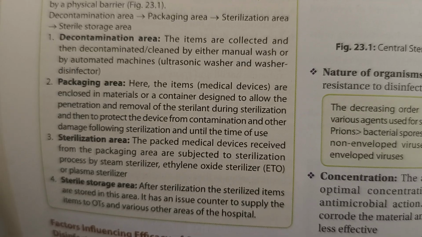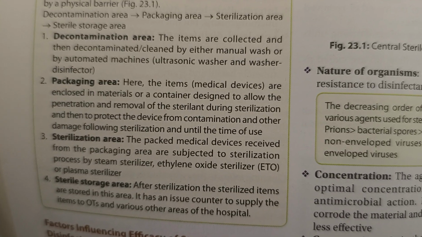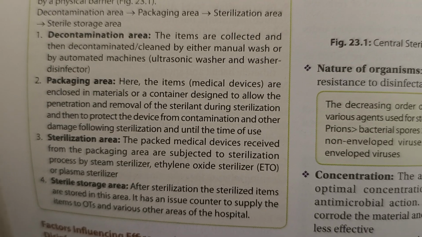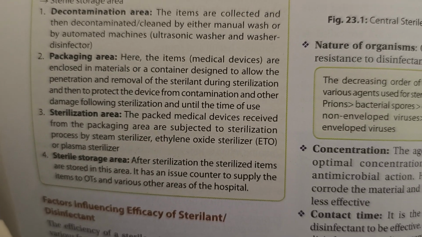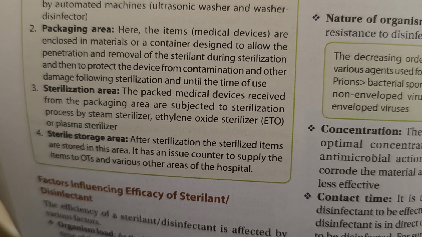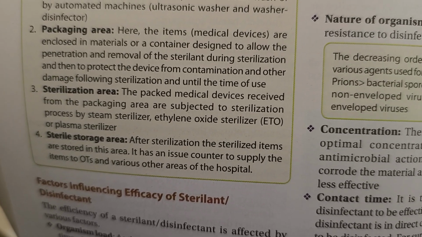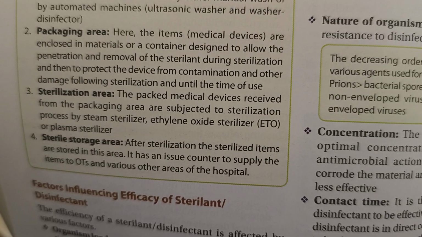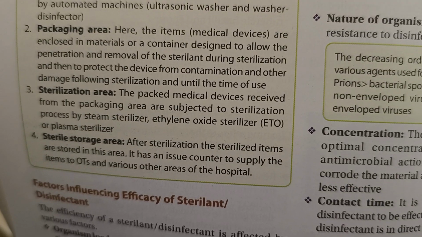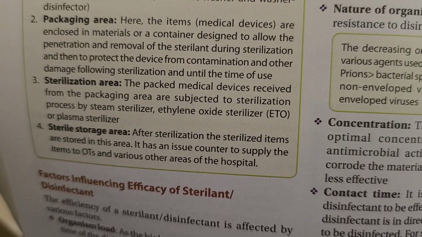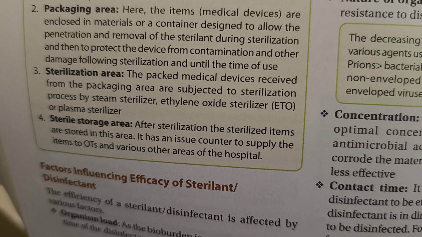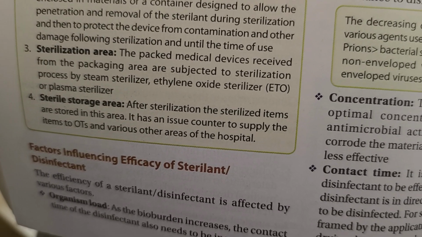In the decontamination area, we collect the items and then clean by manual washing or by automated machine using ultrasonic. Then in the packaging area, the medical devices are enclosed in material or container designed to allow penetration and removal of sterilant during sterilization and then to protect the device. So then we add the sterilant and then remove it and protect the device until the time of use.